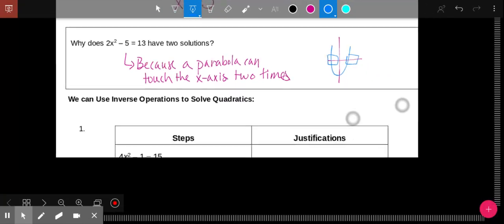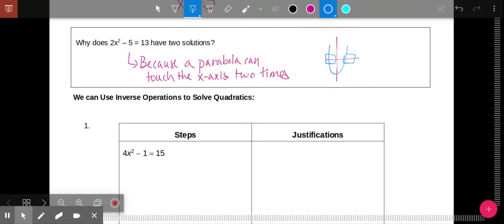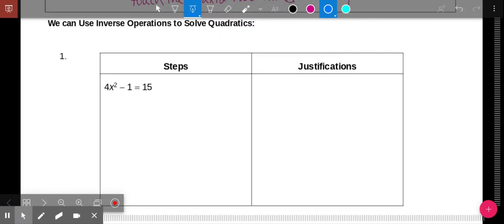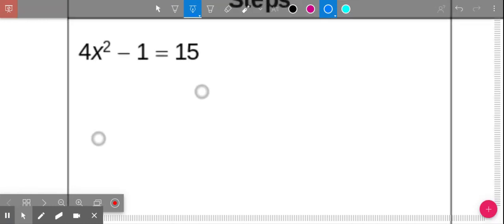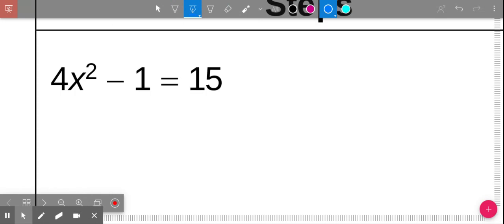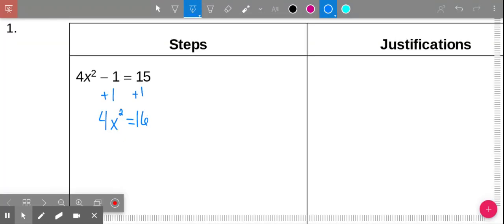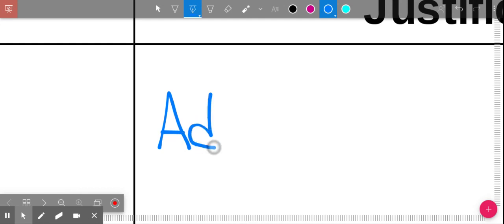So it can hit the x-axis 2 times. All right, so we're going to be using our inverse operations to solve some quadratics. We're just going to do a few, and we're going to actually justify our steps, so explain what we're doing for each step. The first one we have is 4x squared minus 1 equals 15. The first thing we need to do is get rid of this minus 1. To do that, we're going to add 1 to the other side. That'll give us 4x squared is equal to 15 plus 1 gives me 16. Well, then we have to think, what did we actually do in that step? We added, so that's our addition property.